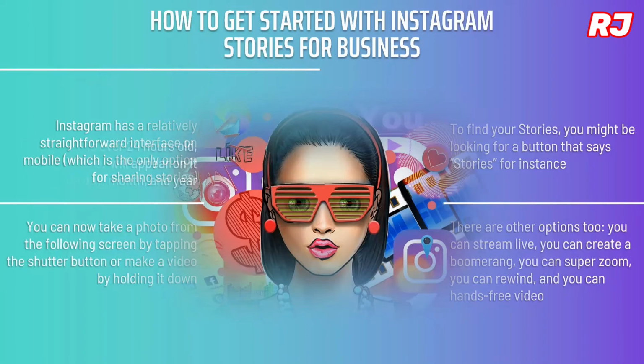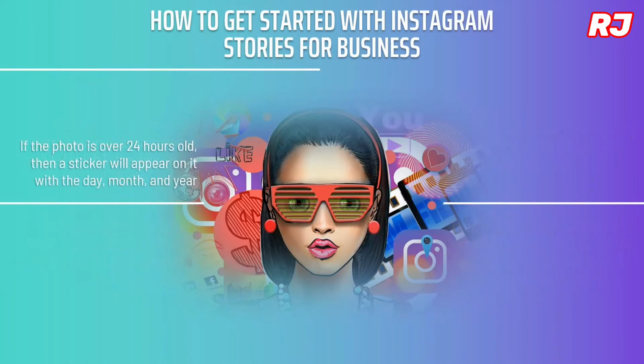If the photo is over 24 hours old, then a sticker will appear on it with the day, month, and year. You can opt to simply remove that if you so wish. Just drag it onto the trash icon. Likewise, you can also add face filters to your stories. This works like the now famous filters on Snapchat in order to apply amusing accessories or to warp your face in a number of different ways.